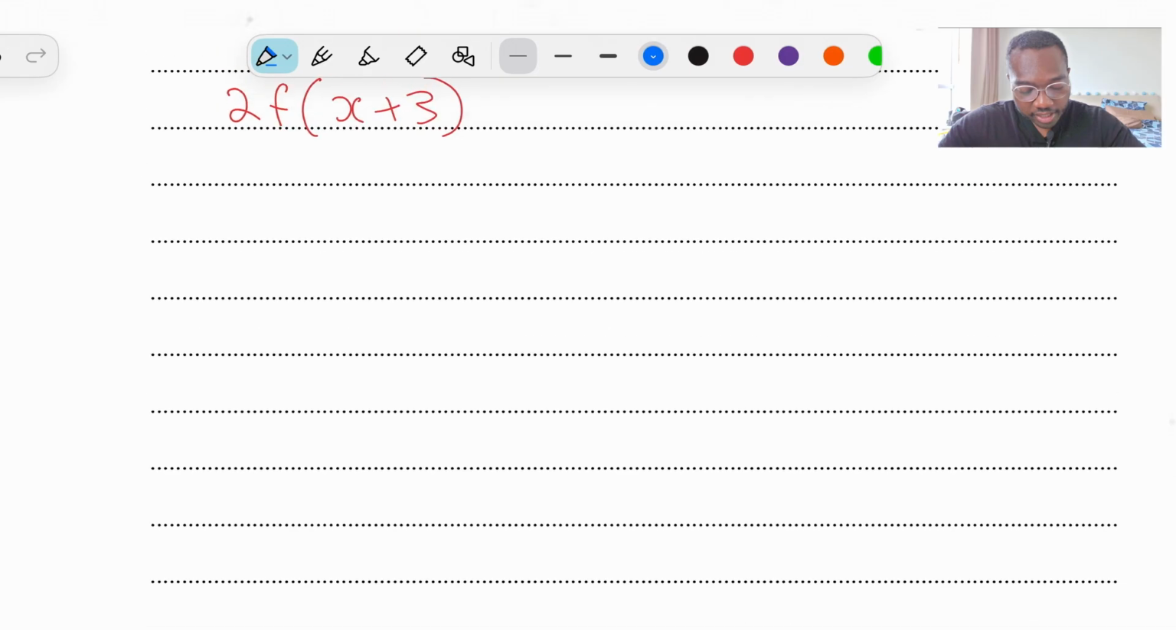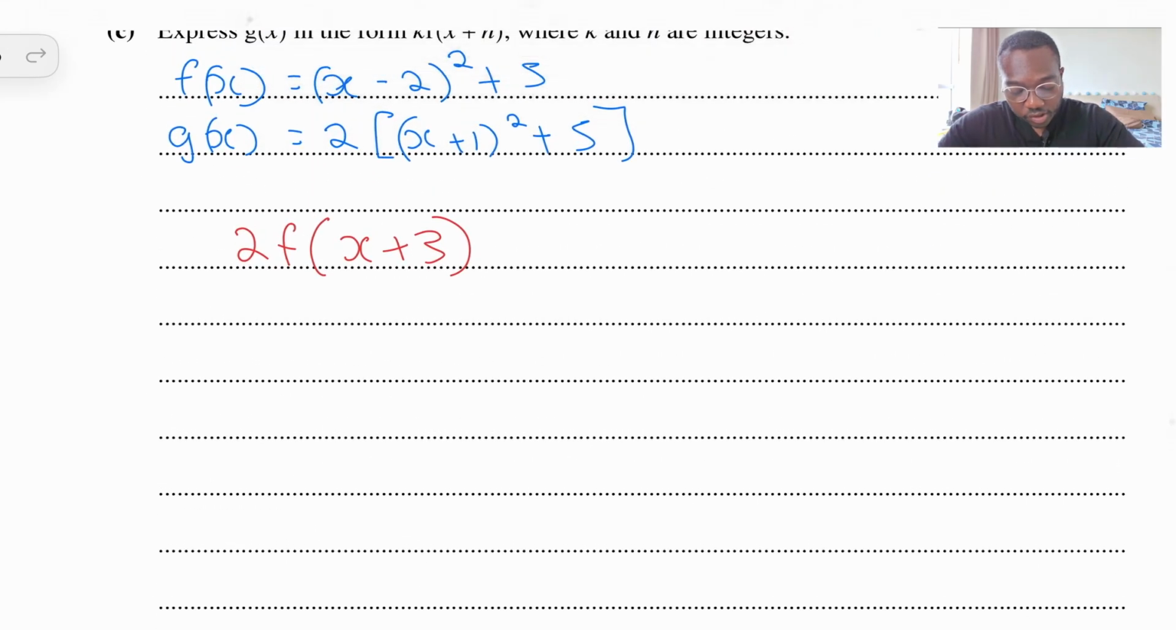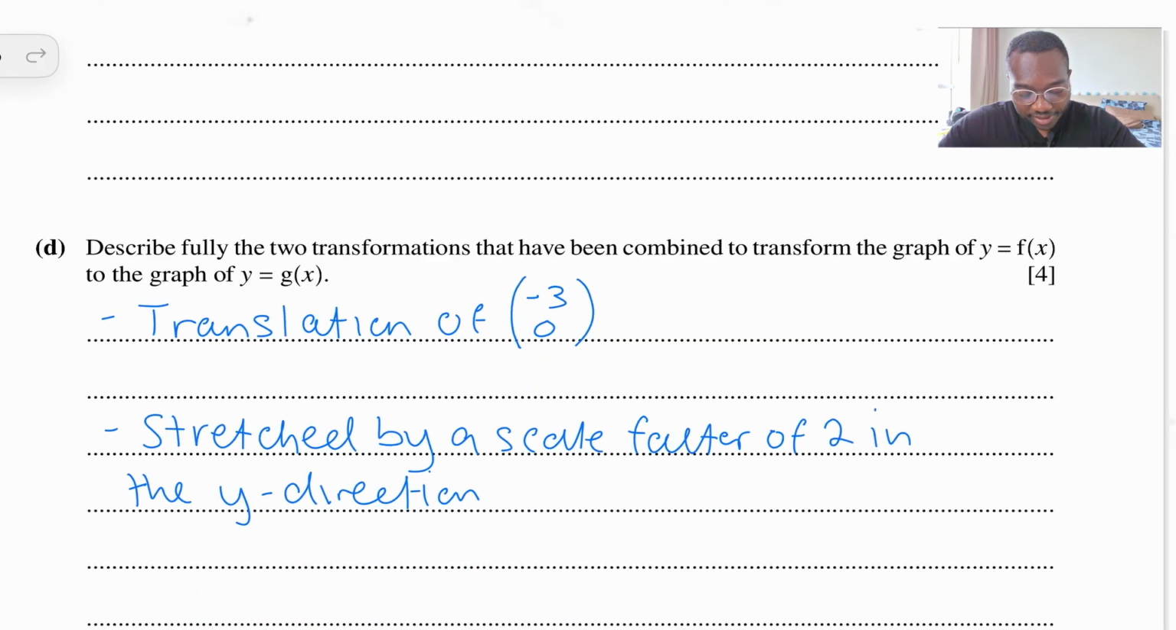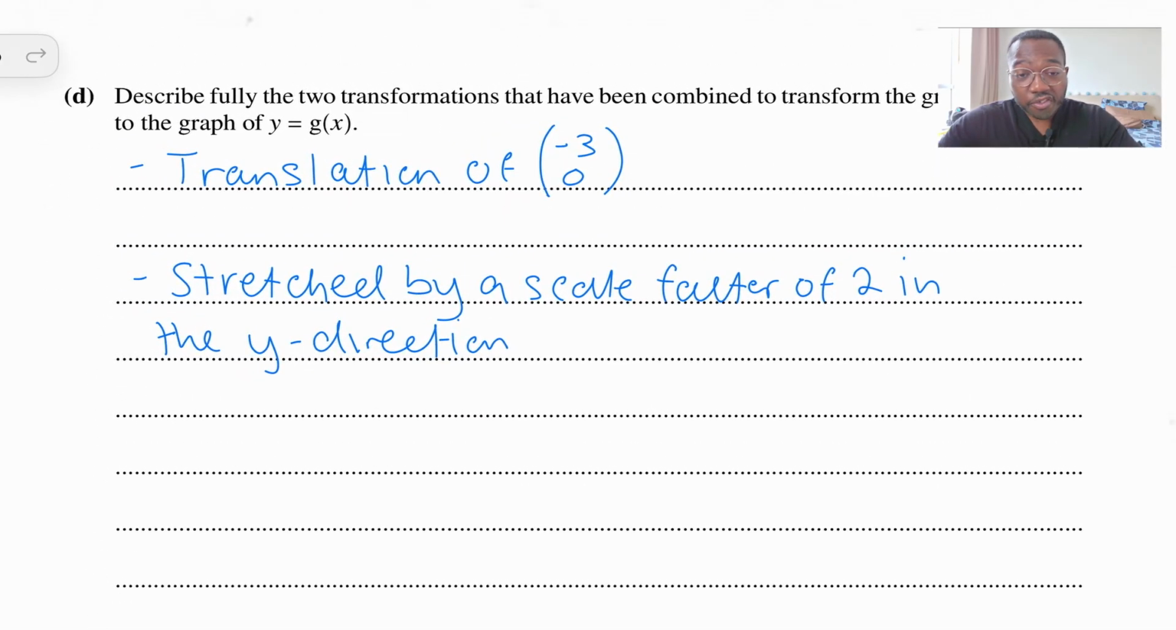Okay, and all I've done is I've just effectively looked at our answer for part C, and I've just said what those two are. Stretched by a scale factor of 2 in the y direction, and a translation of minus 3, 0. That is it, and we're done. For 4 marks, that's all you need to do. It's a very nice question.